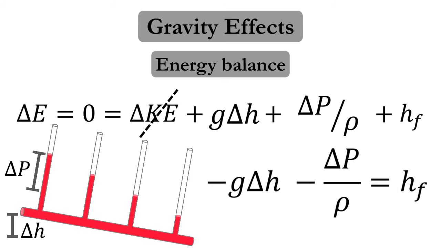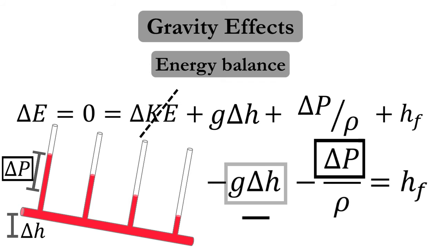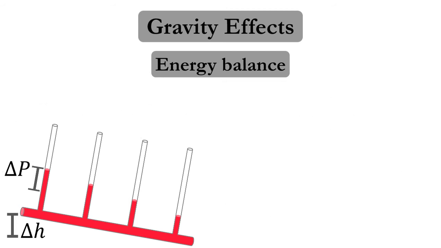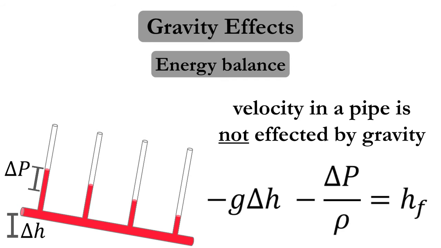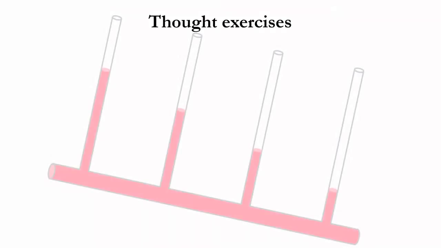For a downward tilted pipe, the change in potential energy is negative, since the initial height is higher than the final height. This means that the pressure loss in the pipe must be smaller than it would be for a non-tilted pipe, so that energy is conserved. In summary, gravity does not affect the velocity in a pipe, but it does affect the head losses observed in the pipe. Here are some thought exercises for you to consider.